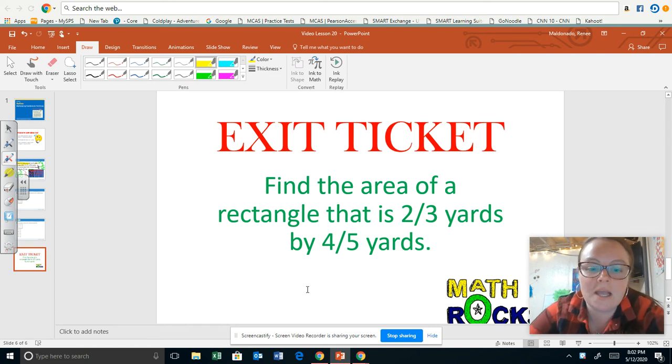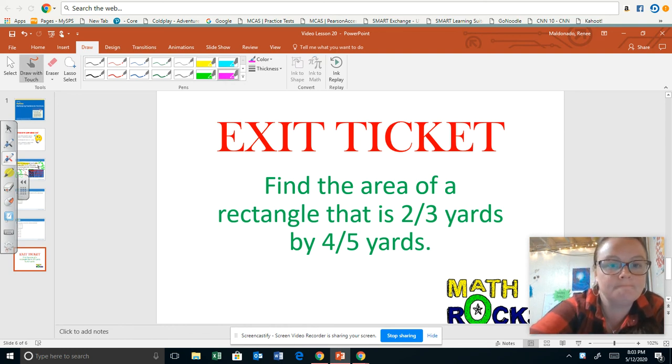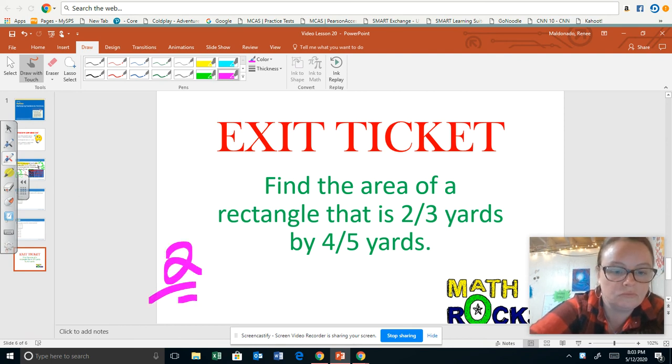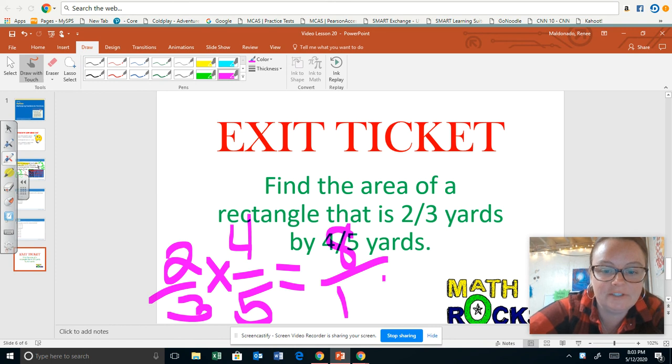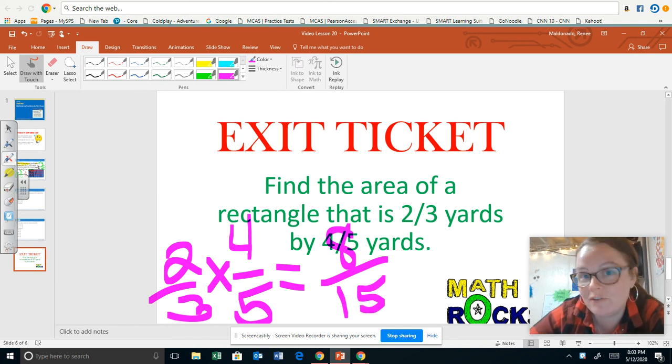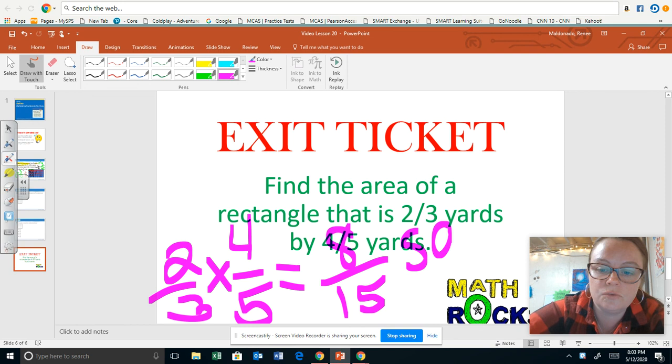All right, let's check and see if you have it correct. 2/3 times 4/5. 2 times 4 is 8, and 3 times 5 is 15. Now I'm wondering if you remembered your label. Do you remember how to label with area? We use square units. So my answer for this problem, it says yards, but I would write it with the word square. So my answer would be 8/15 square yards.